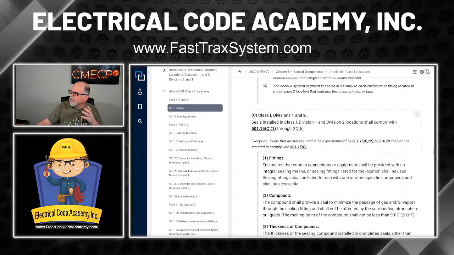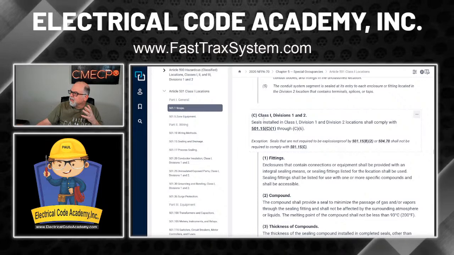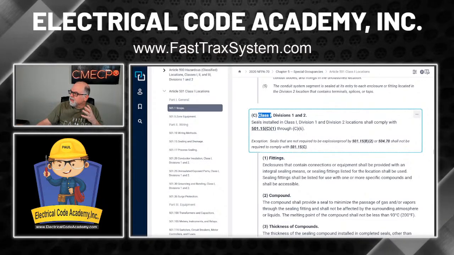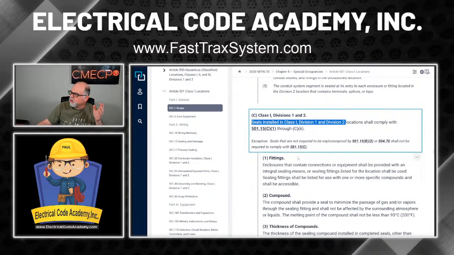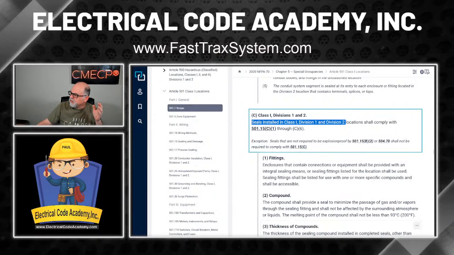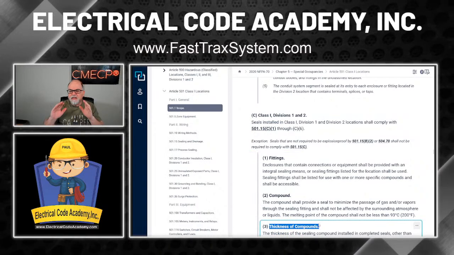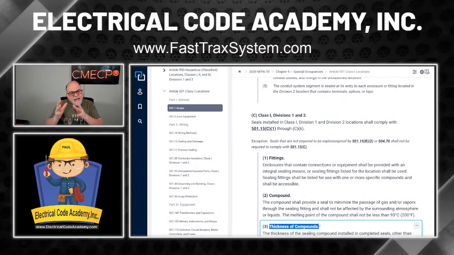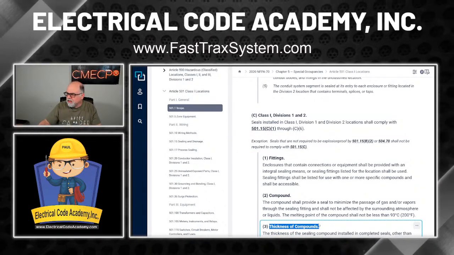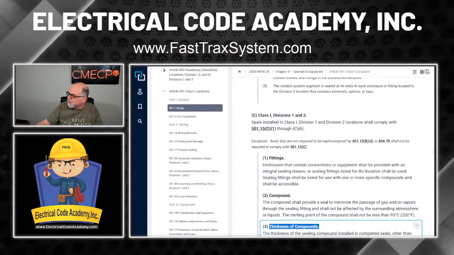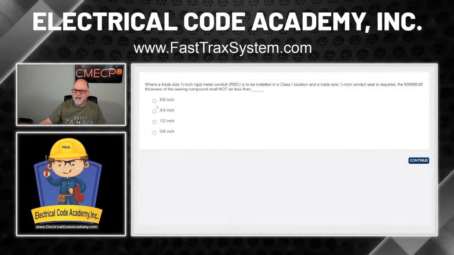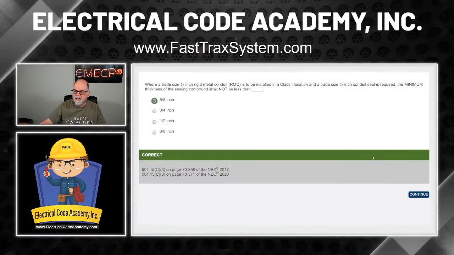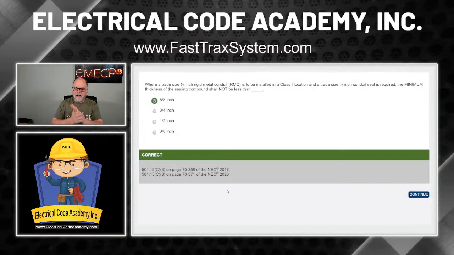We're doing this quickly. And then we come down here and we see Class 1. This is seals installed in Class 1. It doesn't matter, Division 1 or Division 2. And then notice we see something down here that says thickness of compounds. Does that not basically match what we saw in the question? All right. And the first thing your eyes need to go to is you'll see 5/8 of an inch. Right. So you go back over to the question and you go, boom, 5/8 of an inch. And there it is.